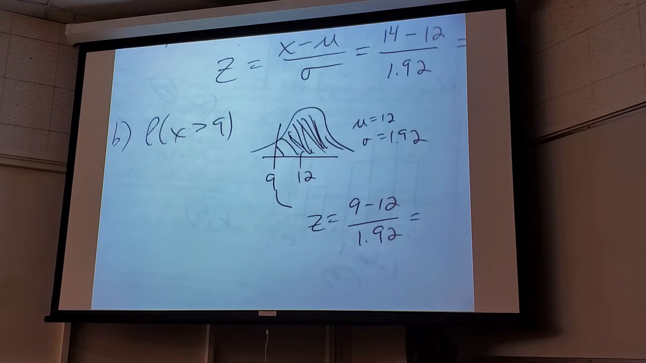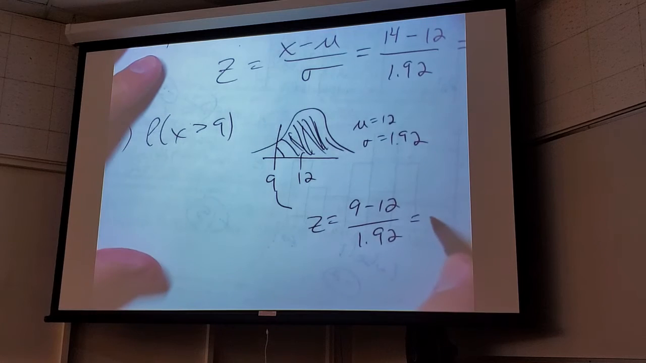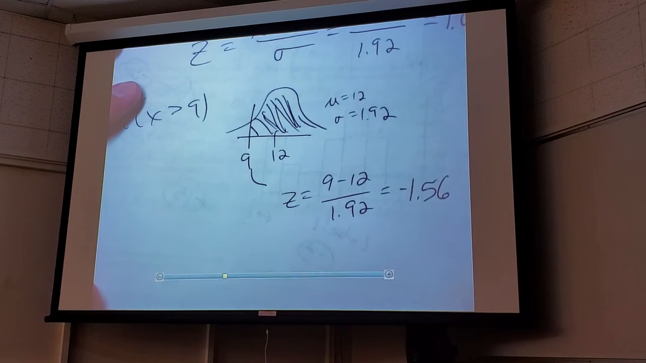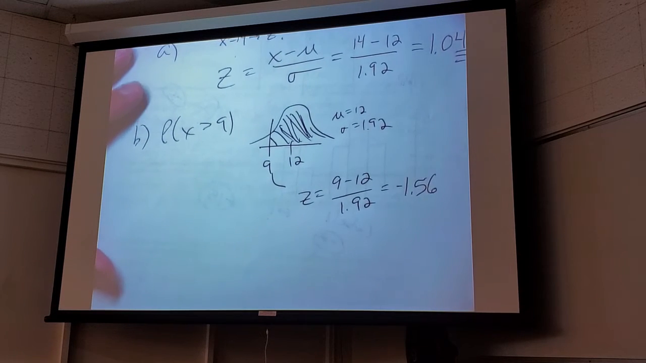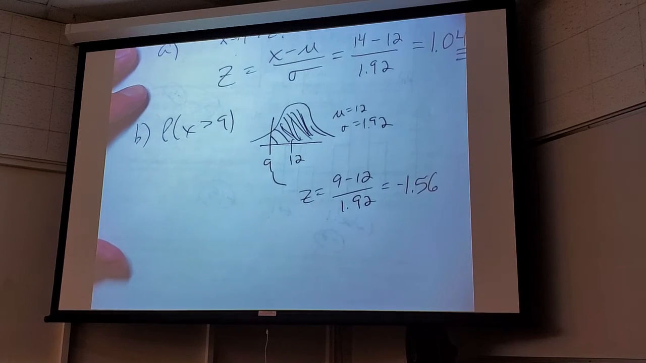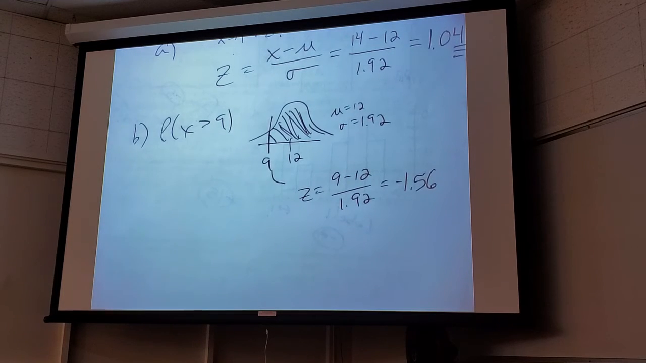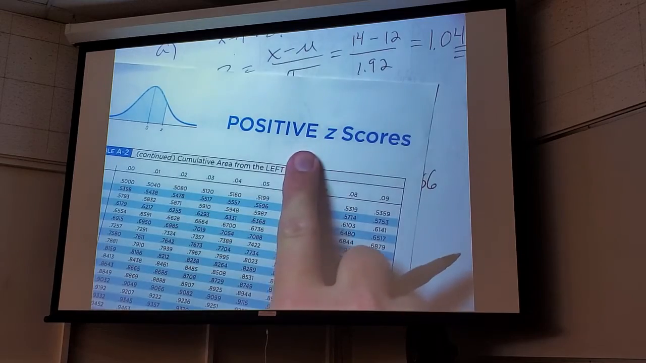It's like 1.52, maybe? Negative 1.52. I don't know. Negative 1.5625. Damn it. You're close enough. No. Okay. You're nicer to me than I am. So negative 1.56. And again, what's going to happen? If I look that up, I've got to look on the negative side of things.